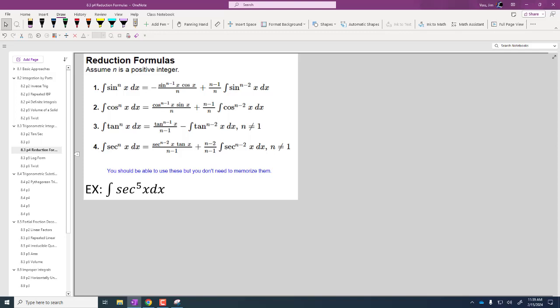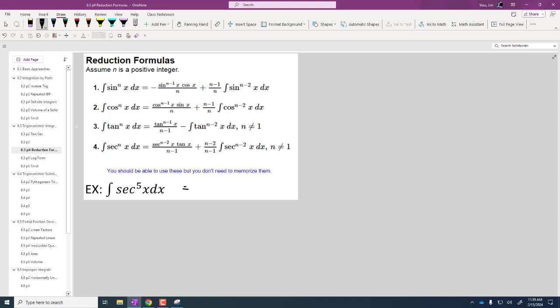If I wanted you to do one of these with a higher power than 2, I will give it to you. But you should be able to use them if they were given to you, so let's try one with secant to the 5th. I mean, it feels like we're no longer doing math. It feels like we're doing cooking or something. Physics. Or physics. I didn't say that.